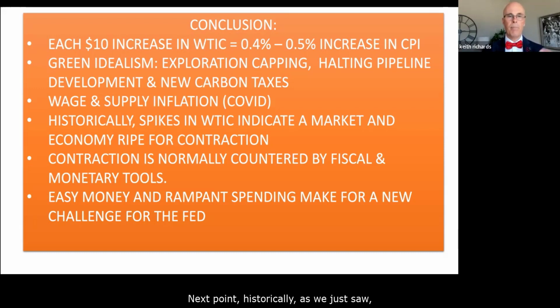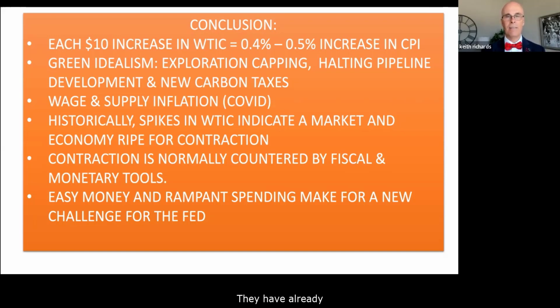Next point. Historically, as we just saw, spikes in oil indicate a market and an economy ripe for a potential contraction. It doesn't mean it will happen, but history shows us there's some relationship there. So normally a contraction is countered by fiscal and monetary tools. We know that. Problem is that a number of these tools have already been used to their full extent, one might argue. So I think that the Fed has a real problem on their hands.